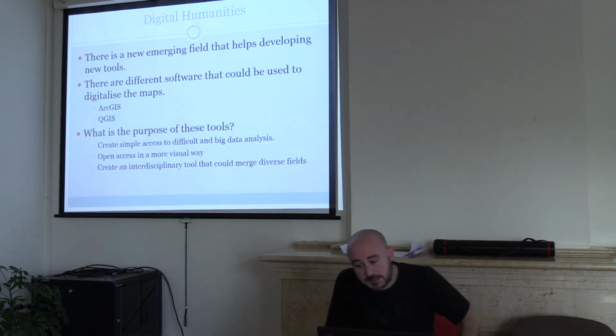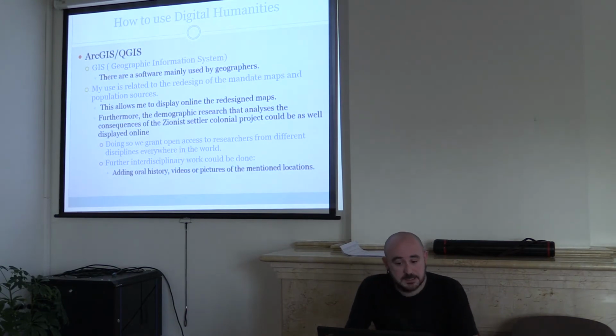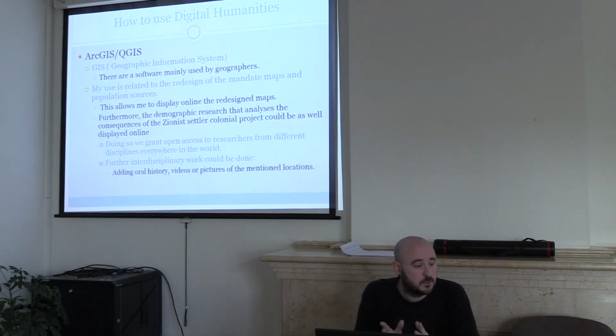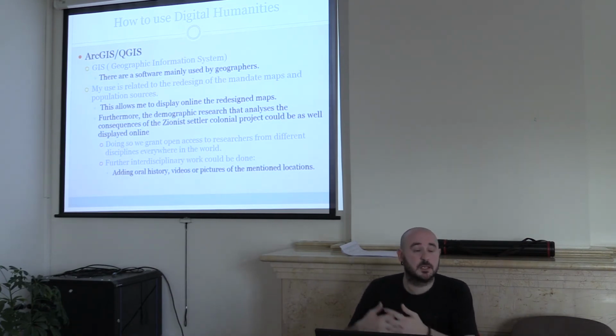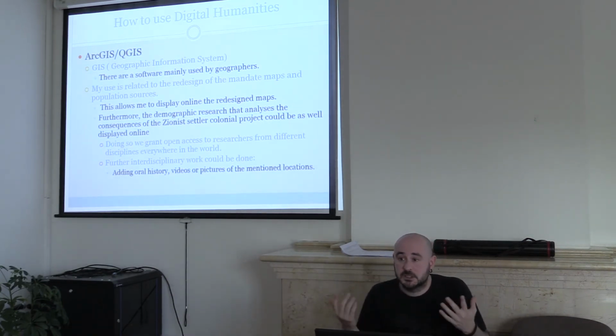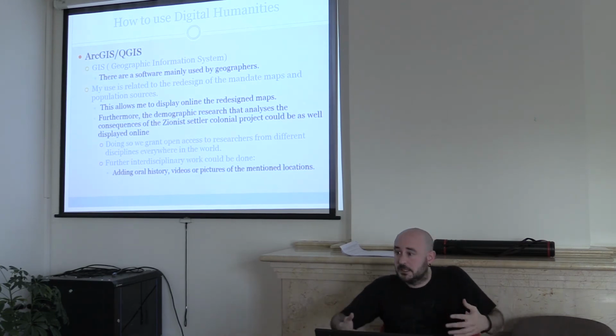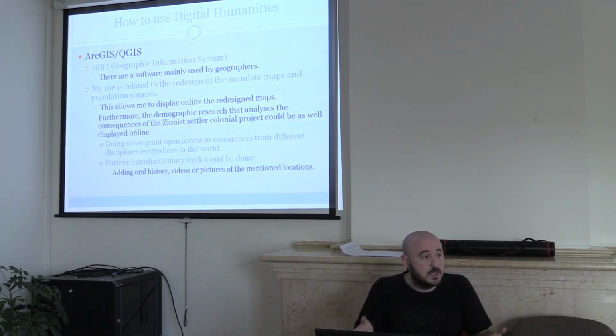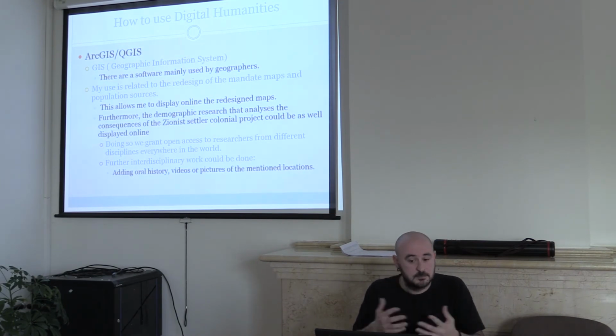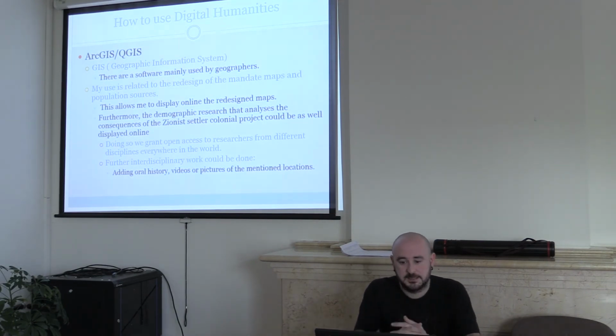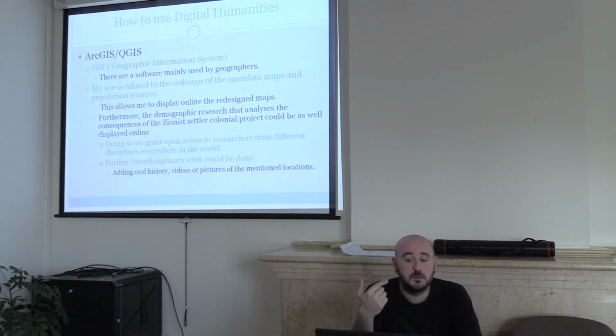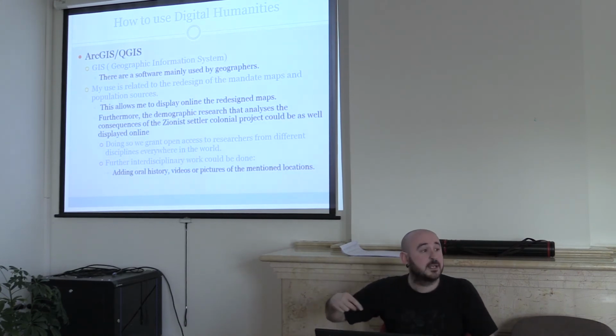So in my case, I use ArcGIS and QGIS, which are, as I said, geographic information system software mainly used by geographers. The first thing that I needed to do, as I was showing in the maps, is to redesign the population sources, to work with geography, to make sure that the population that is moving from one side to the other is under the same geographical space. Using this program allowed me to work on the computer and later make it public, publish it on a website.